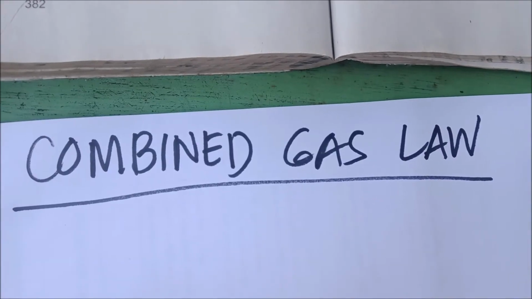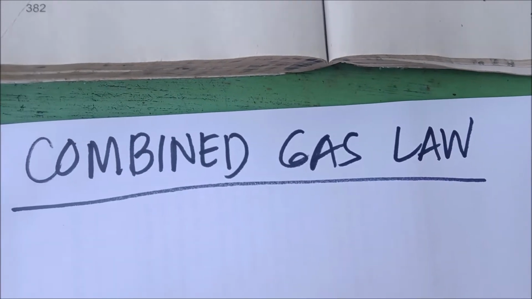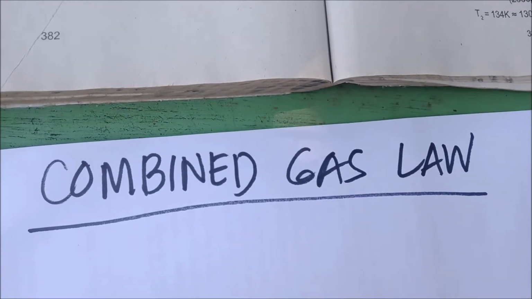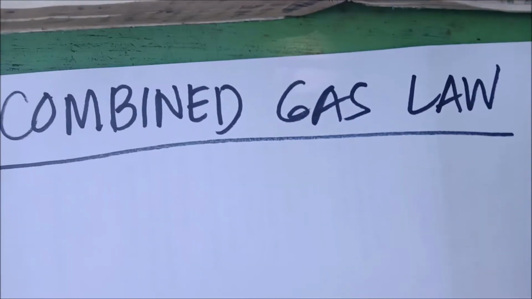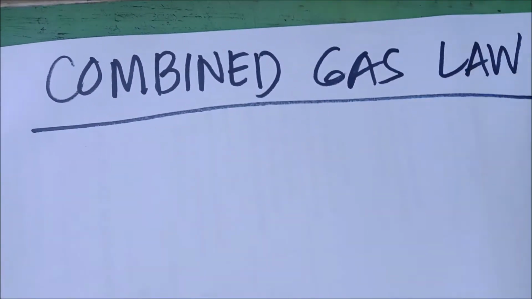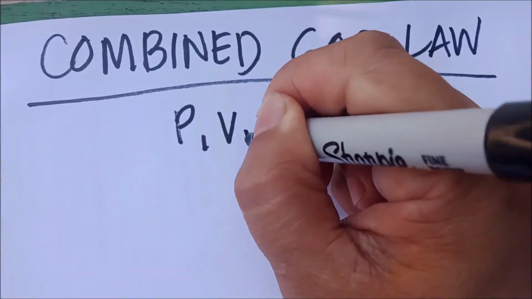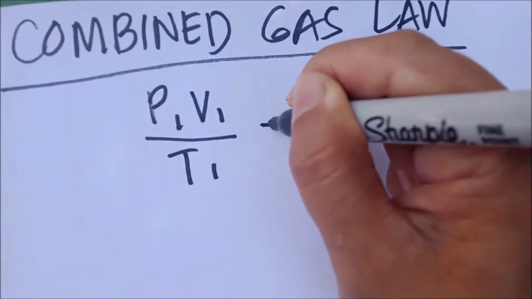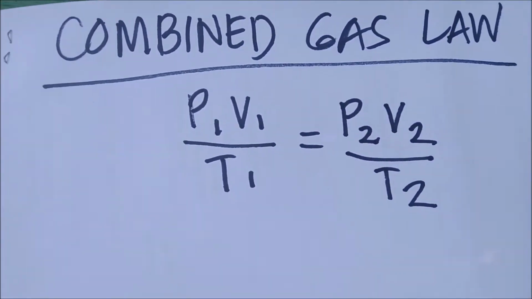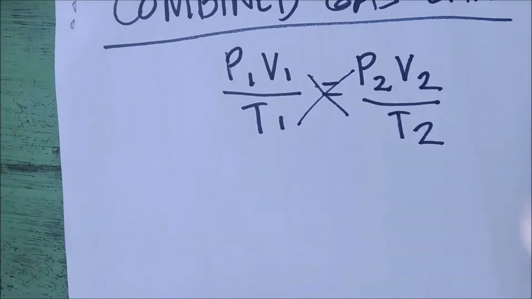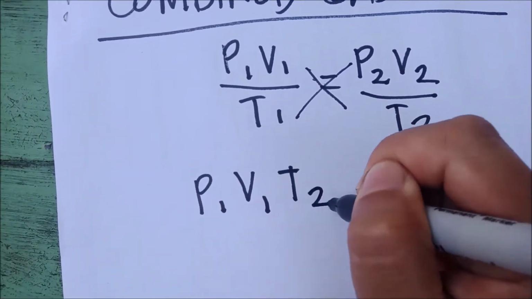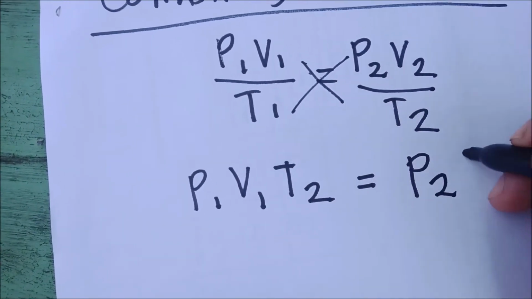This combined gas law, no one was credited. But what was put together here was Boyle's law and Charles' law. And the equation was simply written using this proportion: P1 V1 over T1 is equal to P2 V2 over T2. And if we cross multiply this one, our working formula will be P1 V1 T2 is equal to P2 V2 T1.